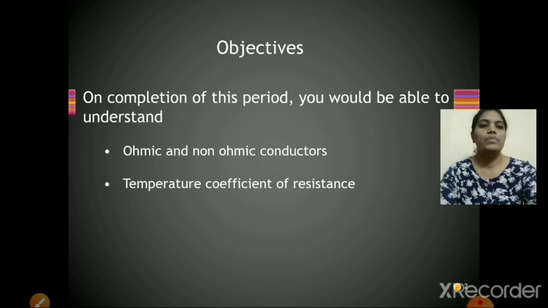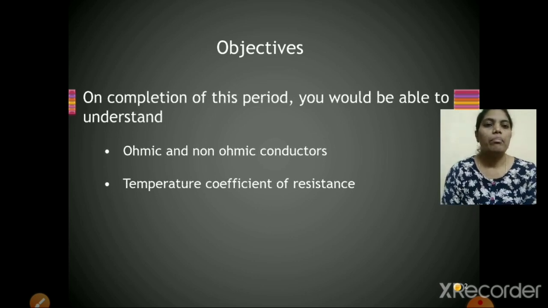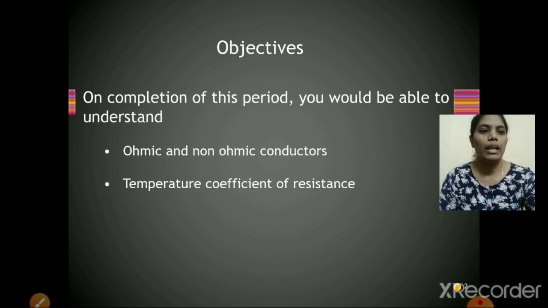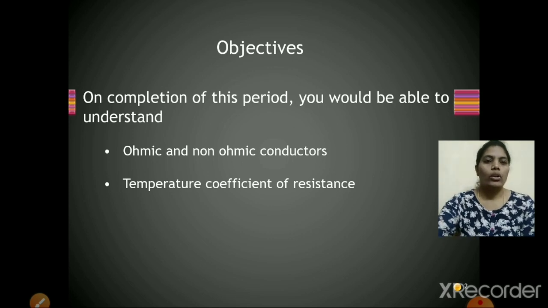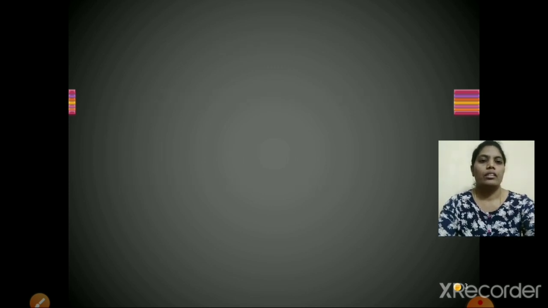The main objective of today's class is, on completion of this period, you would be able to understand what are ohmic and non-ohmic conductors, and also you are going to learn about temperature dependence of resistance, which is known as temperature coefficient of resistance.